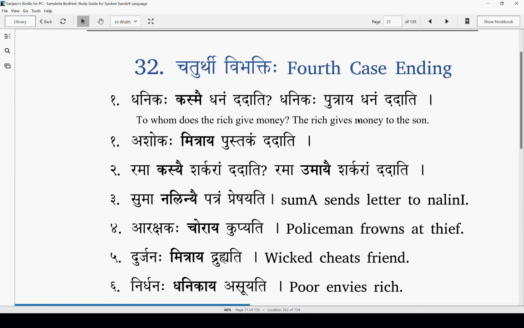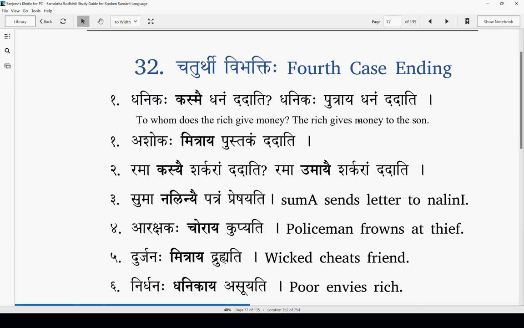Using the Dvitiya Vibhakti word, can you give me one example, somebody? Aham gacchami. Aham kim? Griham gacchami. Griham is Dvitiya Vibhakti. Now, Tritiya Vibhakti example we already saw. Nalikaya jalam pibami. Shashti Vibhakti example: Balakasya pustakam. Like that.